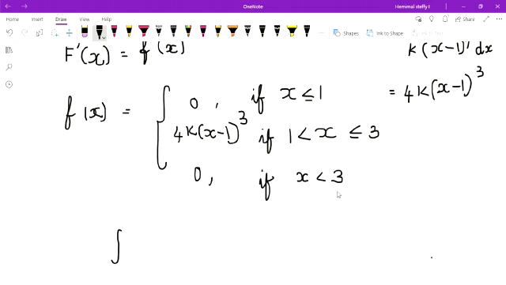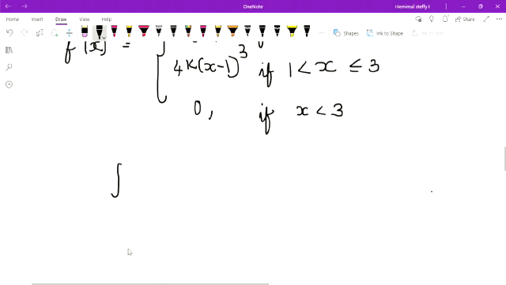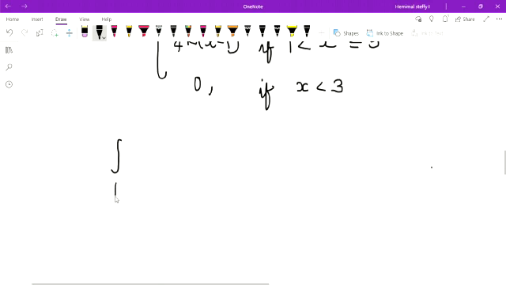The upper limit is equal to 3. So the integral from 1 to 3 of f(x) dx is equal to 1, because the probability density function condition is that the integral of f(x) dx equals 1. Using this condition, I am going to find the k value.